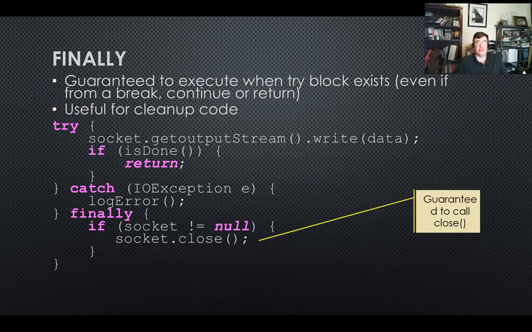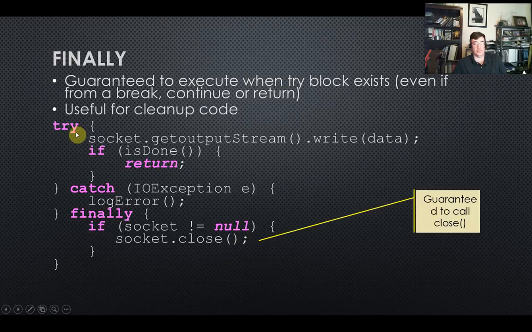Lastly, we have the finally block. Code inside the finally block is guaranteed to execute whenever the try block exits. It doesn't matter if the try block exits from a break, a continue, a return, or throwing an exception. So it's useful for cleanup code.